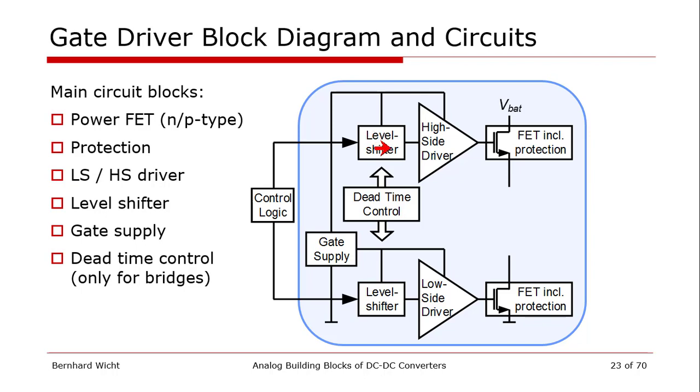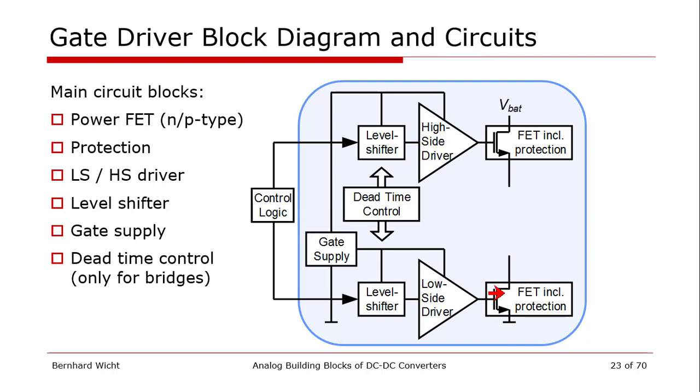And the last block is dead time control. So for the bridge configuration, if we connect this high side and low side device to form a bridge or half bridge, then we always want to make sure that there is no cross current. Otherwise, usually we would damage the power stage. And that's why we need to have a dead time control, which first turns on one device before the other one turns on.